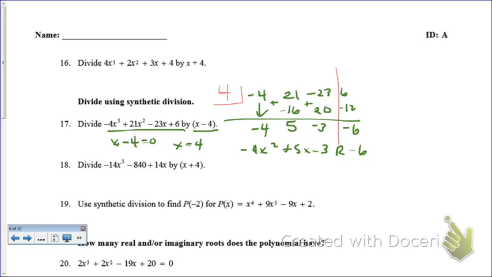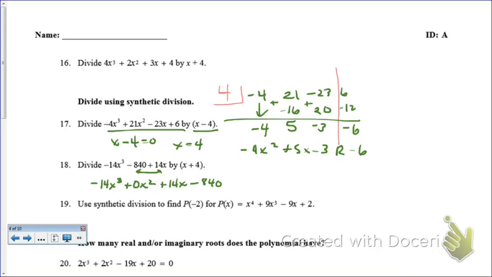Number 18, you would also divide by synthetic division. Again, you have to make sure, though, that you're in descending order, and that means that you're going to have to switch these two, and fill in an x to the second. So you need negative 14x cubed plus 0x squared plus 14x minus 840. So now it's in descending order. You've got your term filled in, and you're ready to do synthetic division.